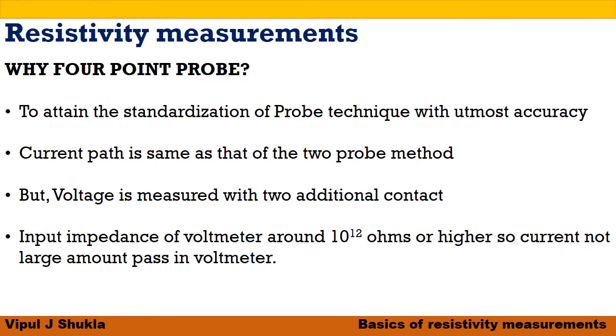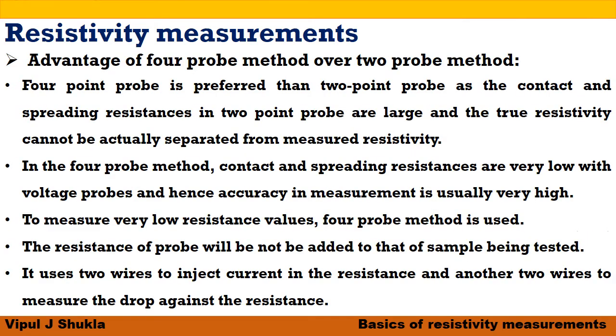Now if we compare with this 4-point probe method, then why is the 4-point probe more suitable for the measurement of resistivity? To attain the standardization of a probe technique with almost accuracy, the current path is the same as that of the 2-probe method, but voltage is measured with 2 additional contacts. The input impedance of the voltmeter is around 10^12 ohms or higher, so a large amount of current does not pass through the voltmeter.